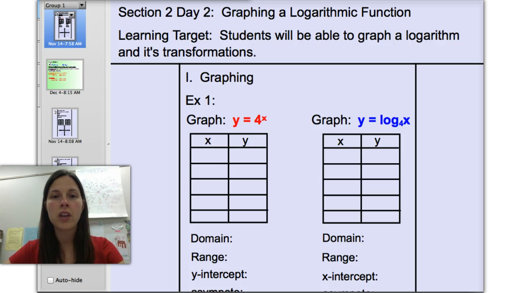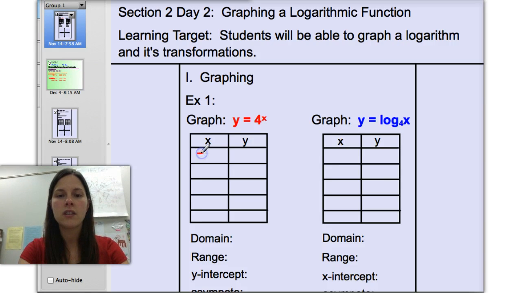So once we come up with our t-chart for 4 to the x, we're going to switch the x and the y values to create our t-chart for log base 4 of x. So starting with 4 to the x power, we're going to do a basic t-chart with our 5 normal values, -2 through 2, for 4 to the -2 power. Remember, when you evaluate a negative exponent, what that means is that you flip it to the denominator. So it becomes 1 over 4 squared, or 1/16.